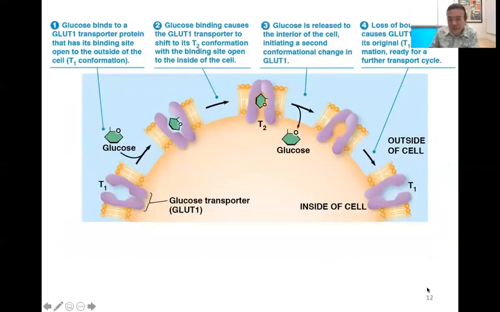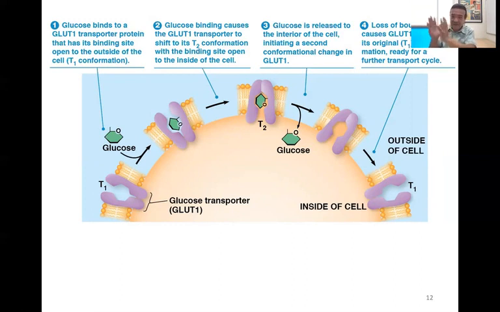So this cartoon depicts that change in shape. This is an important concept that I want you to keep in mind. Here's the GLUT1 transporter. It's a protein that's embedded in the membrane. The shape of the protein is kind of fluctuating. They draw it almost like a clothespin here, so you can imagine it that way. Obviously it's not really a clothespin, but the point is that it's a fluid shape that can change its overall configuration.